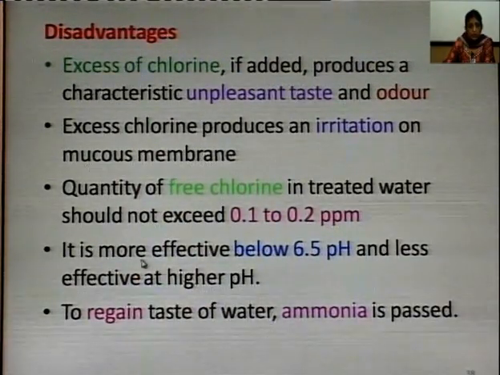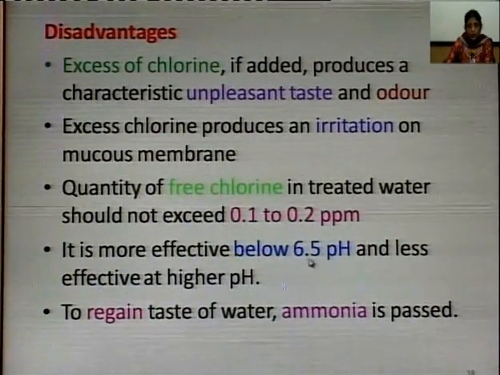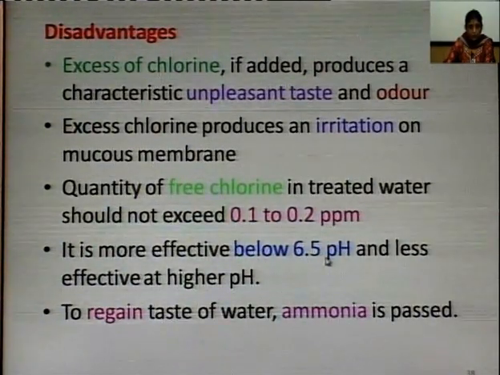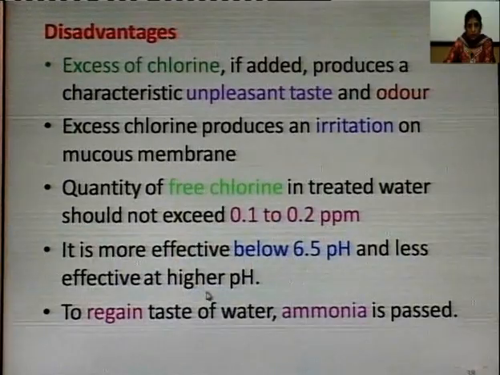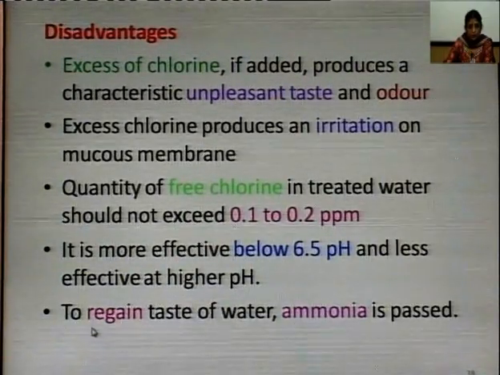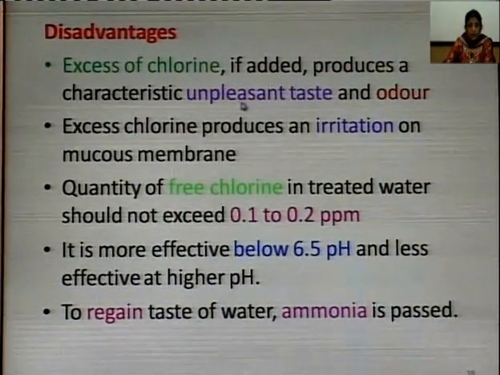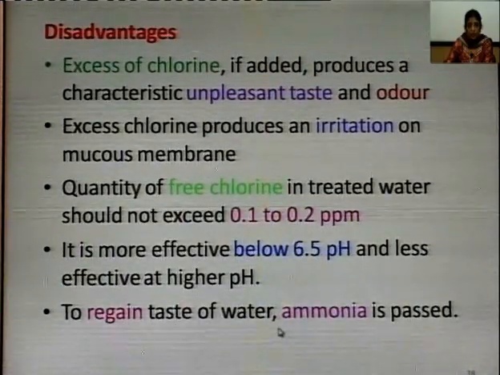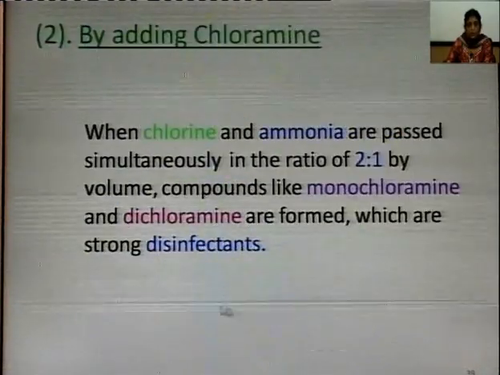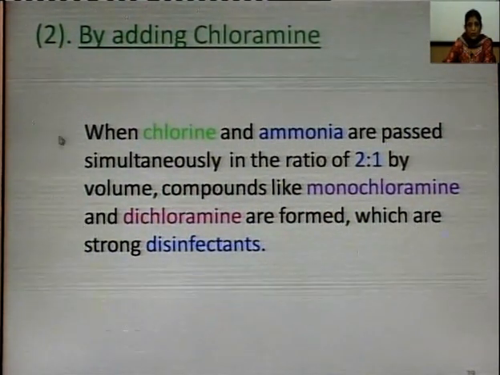So, chlorine is quite effective at low pH, below 6.5 pH, and it becomes less effective at higher pH. If the taste of water becomes unpleasant by the addition of chlorine, then to regain the taste of water, ammonia is passed. So, this was the sterilization of water by adding chlorine.